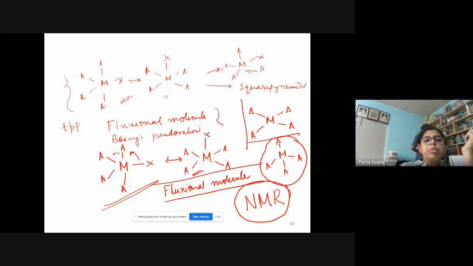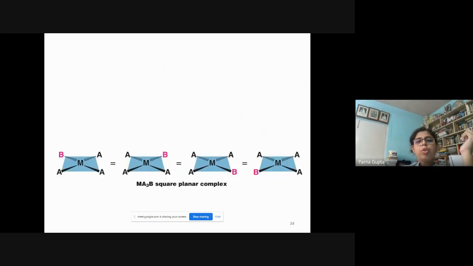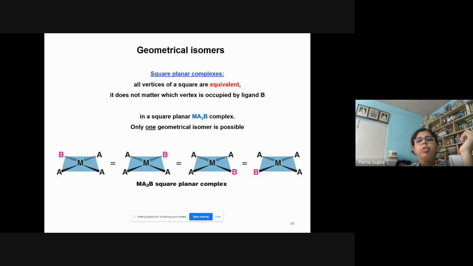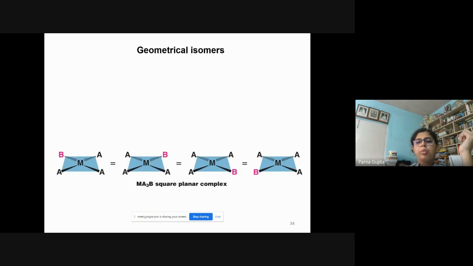If you learn these terms, it will help you understand other things also. So this is called Berry pseudorotation. I have given these isomers, so you just read it. I am not explaining it anymore.